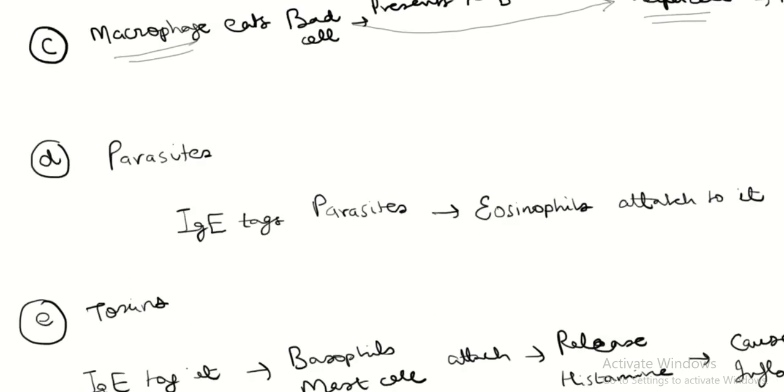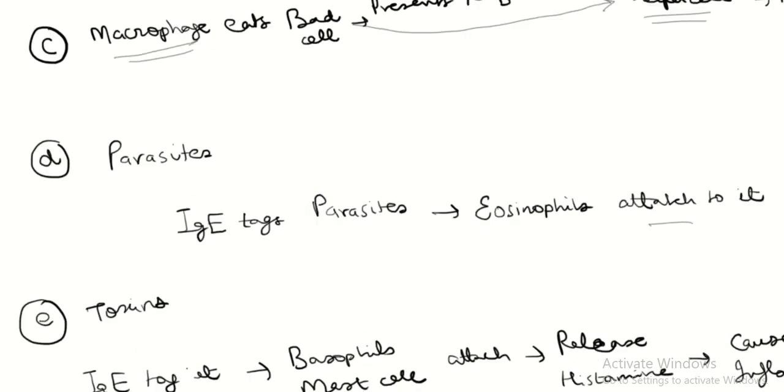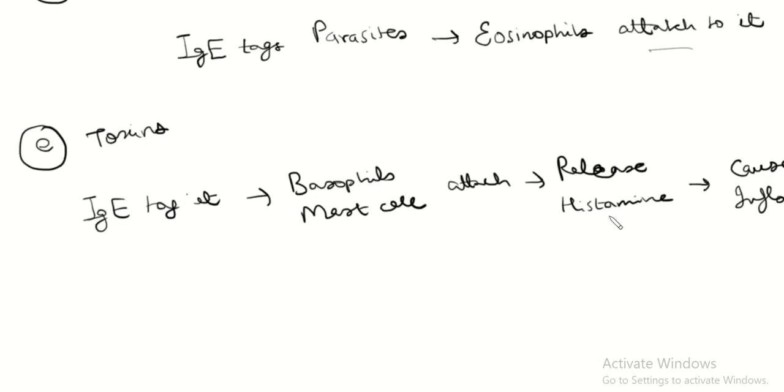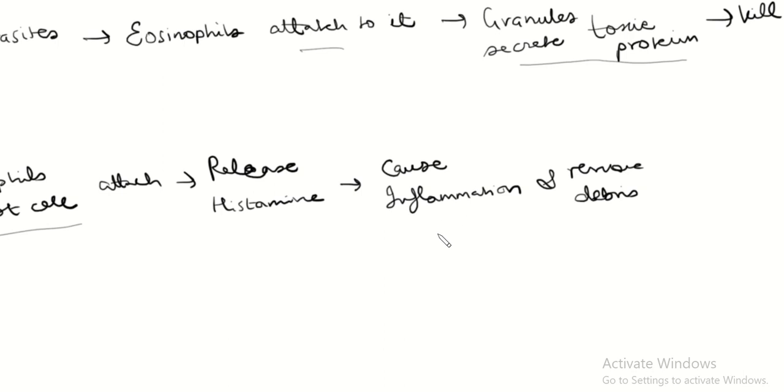Parasites: IgE antibodies tag the parasite, eosinophils attach to it, and then their granules secrete toxic protein, and they kill the worms or the parasites. Last but not the least, toxins. That's where mast cells come in, and IgE tag those toxins like pollen, and then the mast cell releases histamine that causes inflammation, that causes eaters like macrophages to come in and eat and remove the debris, and neutrophils to try to process the antigen and get rid of the antigen.